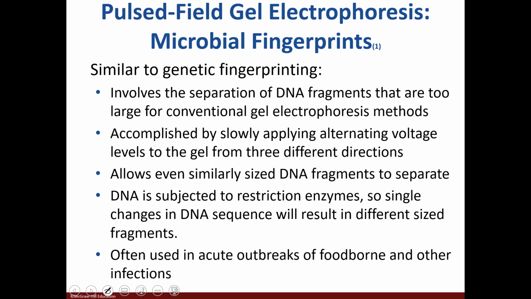Pulsed field gel electrophoresis separates DNA that your normal gel electrophoresis cannot. Voltage is applied in 3 directions, and restriction enzymes are used so that changes in the DNA sequence give rise to different sized fragments. This method can be used in outbreaks.